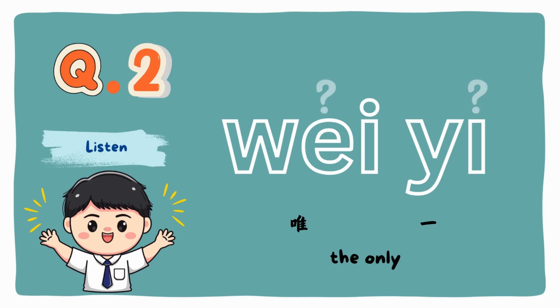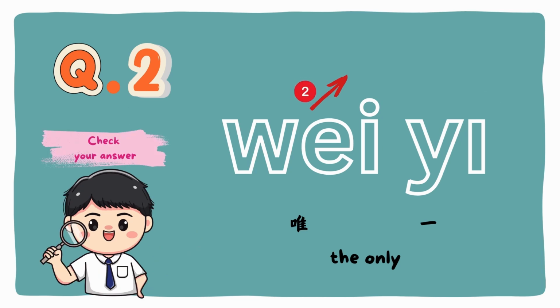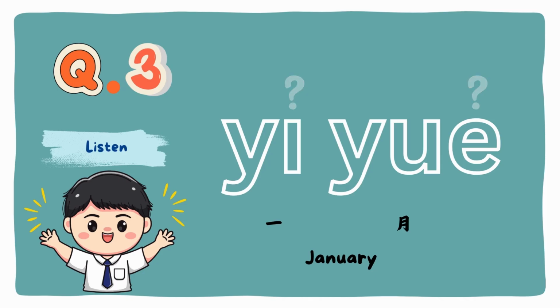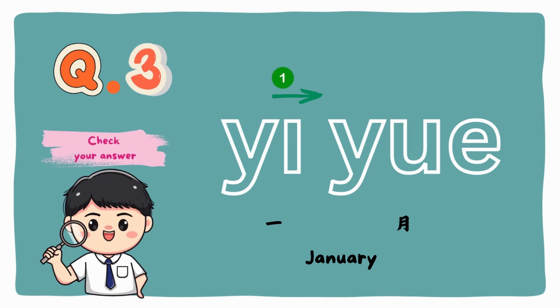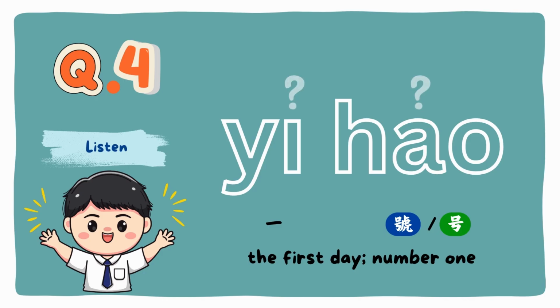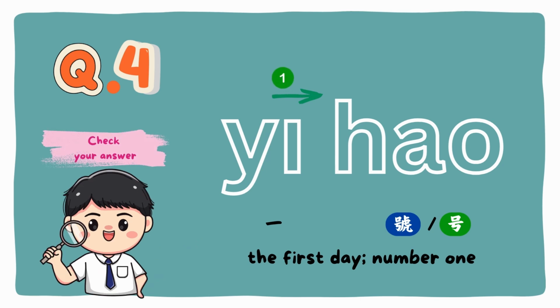Next, 唯一. Wei is the second tone, followed by the first tone, yi. Number 3, 一月. Yi is pronounced with the first tone, followed by yue, which is the fourth tone. And we have 一号, where yi is still the first tone, followed by the fourth tone, 号.